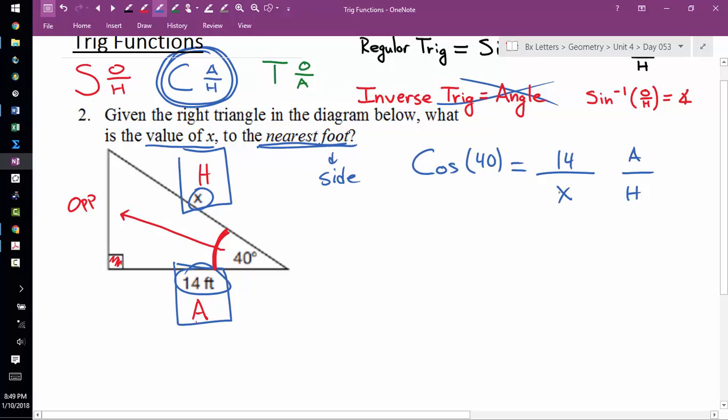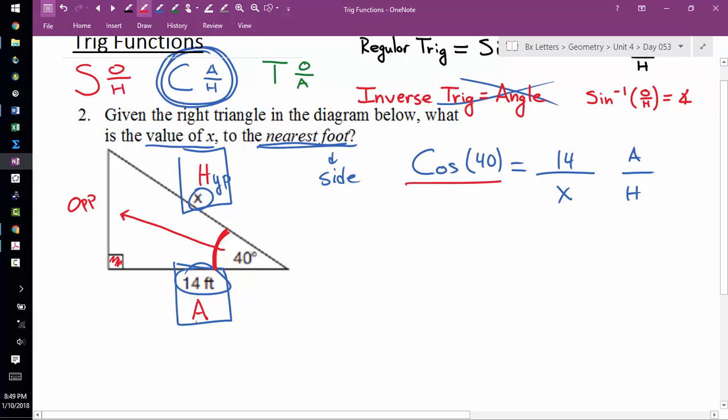I'm just going to verify in my head real quick. I am solving for a side, specifically the hypotenuse. So regular trig is what I'm looking to use. I'm not going to do inverse. That's incorrect, so let's not do that.